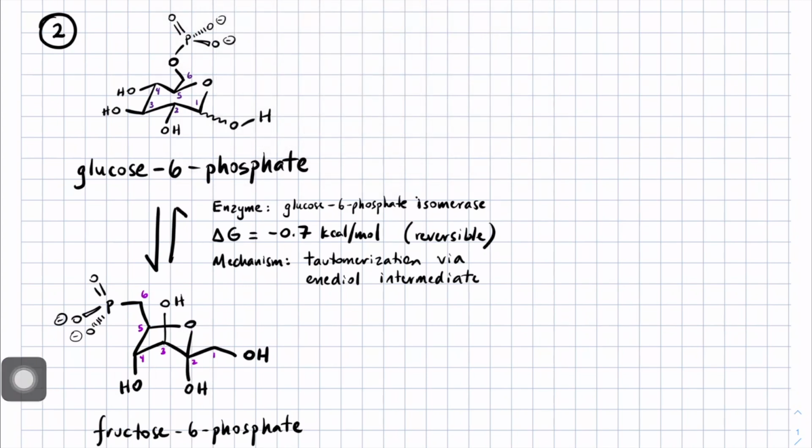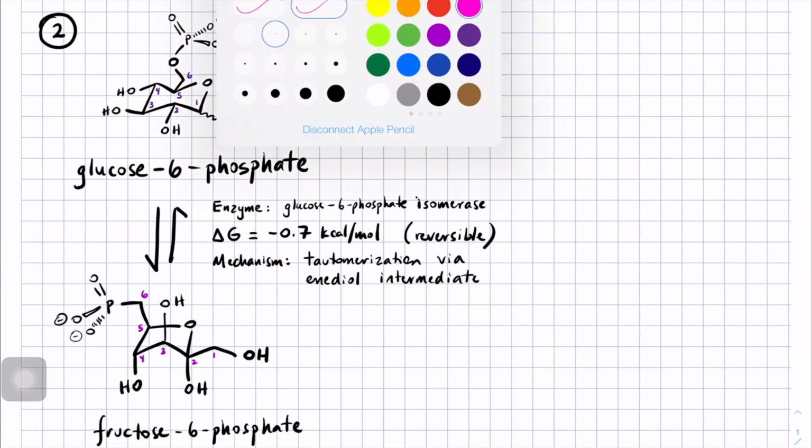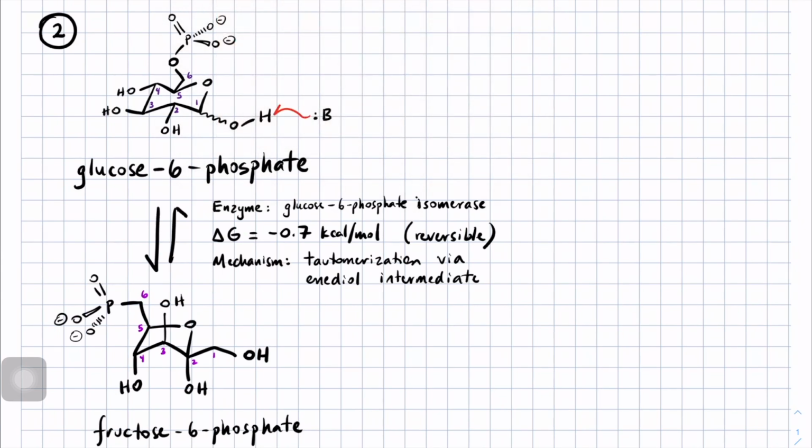The mechanism here, as I said, is tautomerization, basically proton transfers, and we're going to see that there is a key ene-diol intermediate where we can go either way, back to glucose 6-phosphate or on to fructose 6-phosphate. The first step of this mechanism is going to be opening of the cyclic hemiacetal. We could show this in multiple steps. I don't necessarily think we need to, since you should be pretty good at drawing hemiacetal hydrolysis mechanisms. So a base removes a proton from the C1 hydroxyl group.